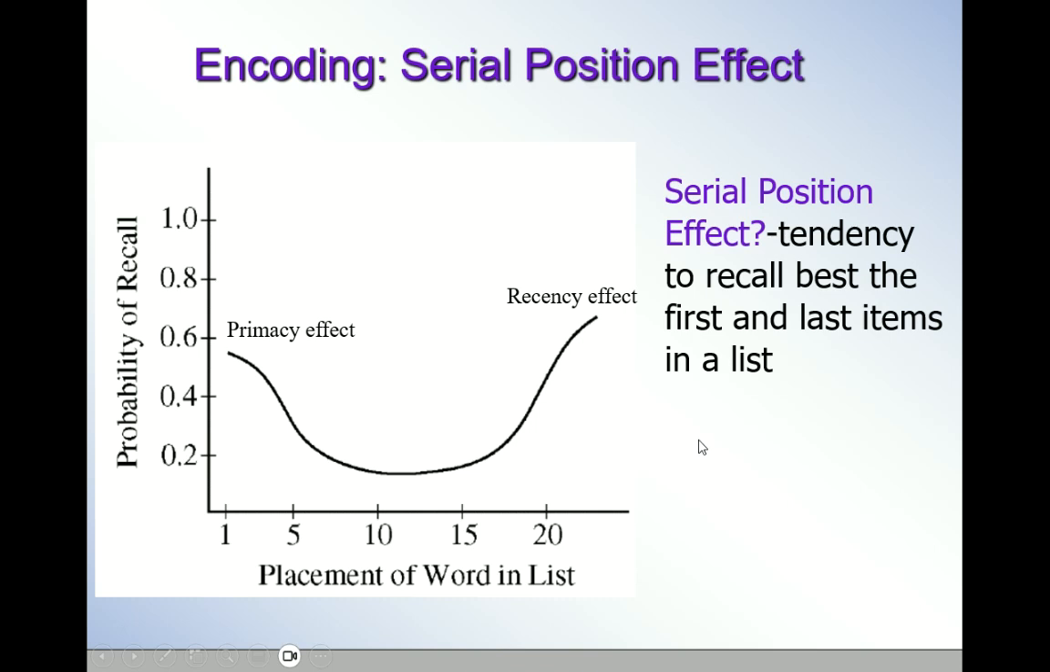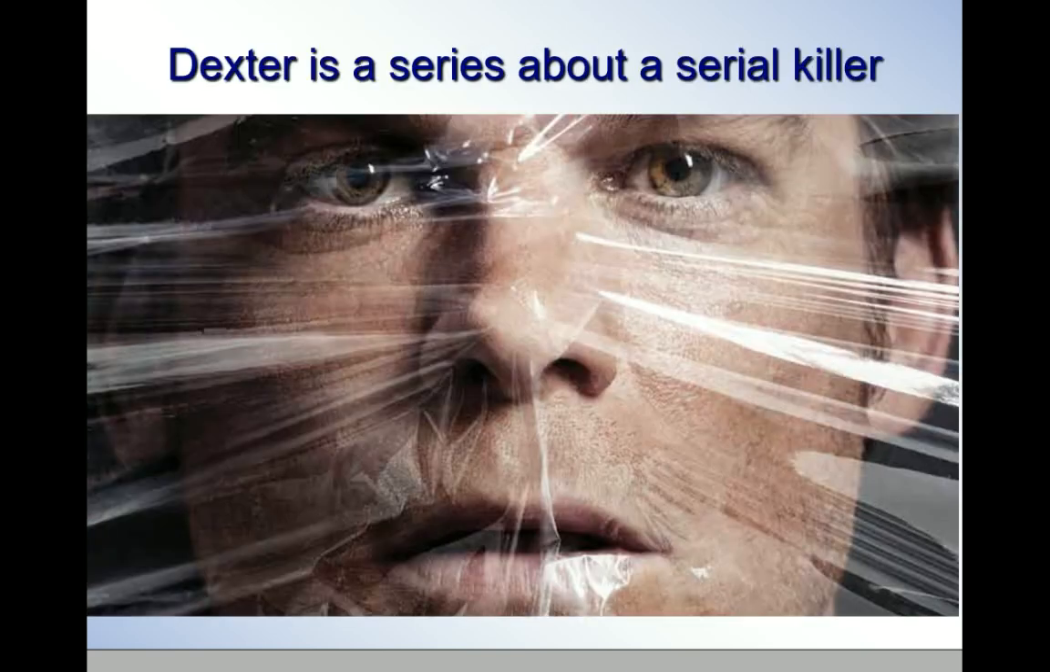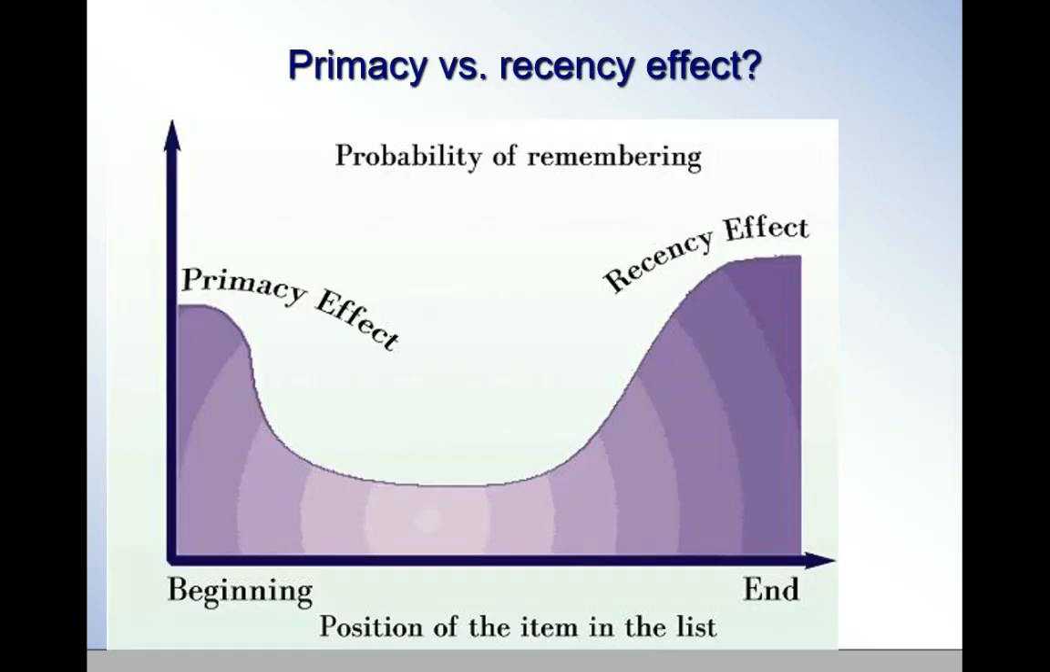So let me try to help you encode this stuff. Think of the word series. Dexter is a series about a serial killer. A serial killer is somebody who murders one person, then murders another person. Serial. So same thing, primacy effect at the beginning, primo, premier, recency, more recent at the end. In the middle, you're more likely to forget.